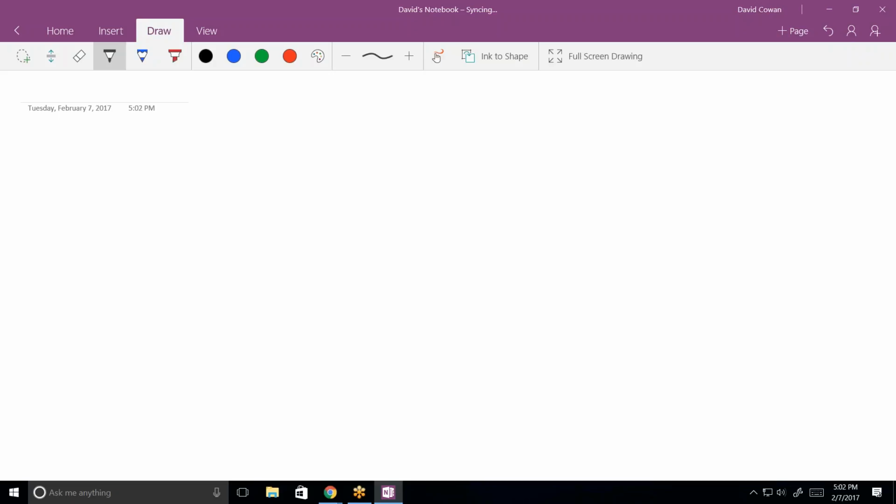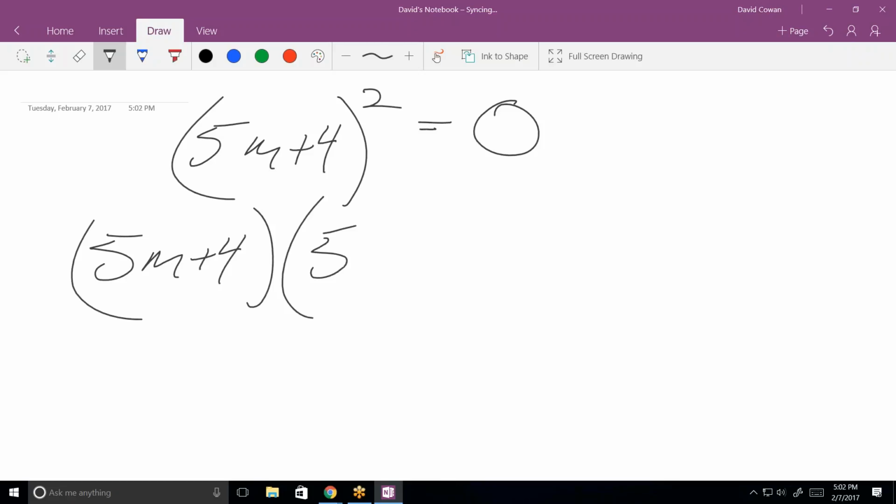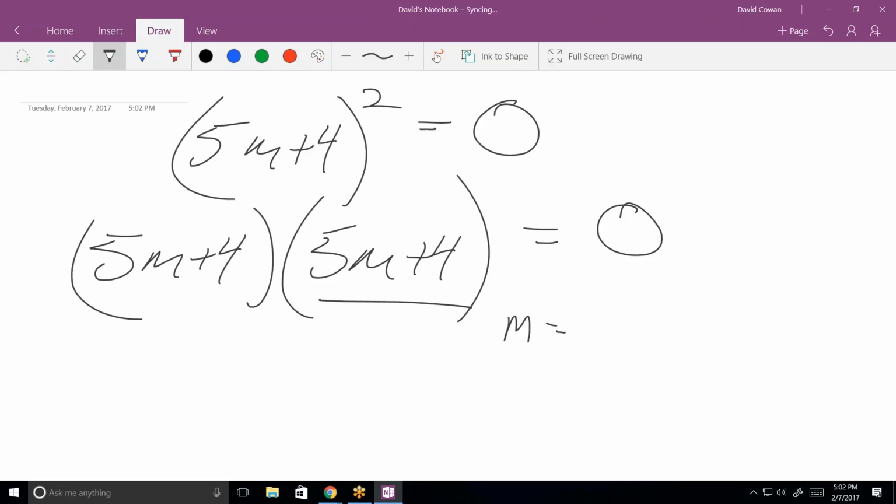5m plus 4 in parentheses, and then squared equals 0. Which is the same as saying this. That's what squared means. So both the answers are going to be the same. You're only going to come up with one answer. And how do you solve this? You set that equal to 0, and what do you come up with for m? Negative 4/5. You got it.